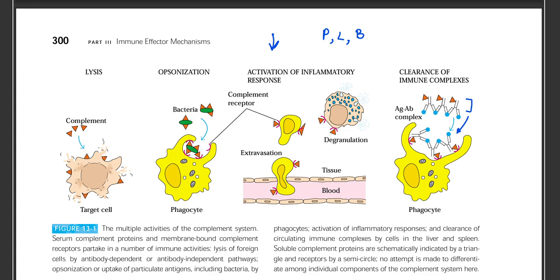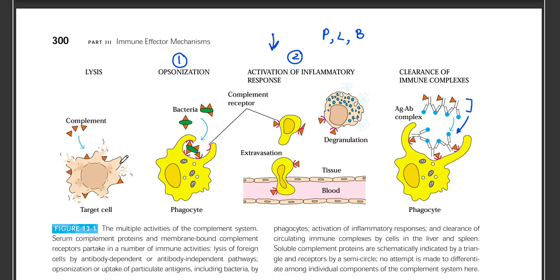So there are two important functions of complement proteins. The first very important function is opsonization, so that the particular bacteria or pathogen can be engulfed by the phagocyte. Secondly, the activation of the inflammatory response. These are the functions of the complement system and complement proteins.